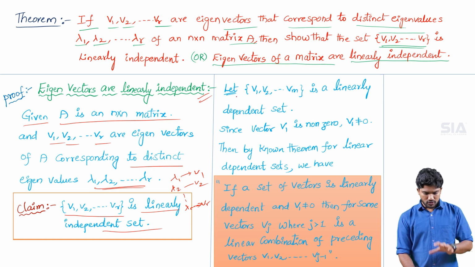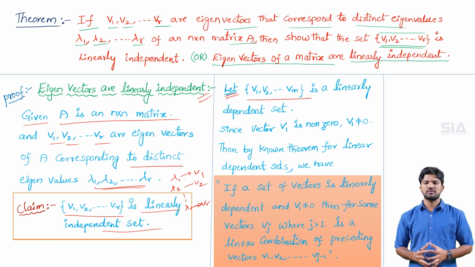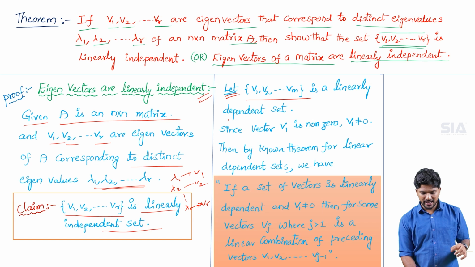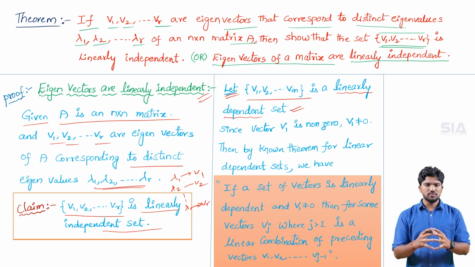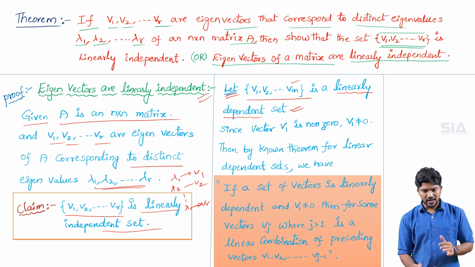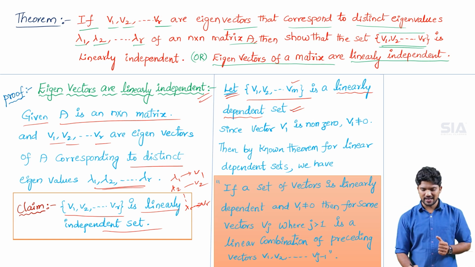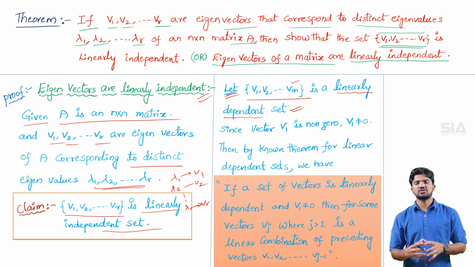To prove that claim, we assume that the set v1, v2, up to v suffix m is a linearly dependent set. Just we are assuming that. The proof of this theorem is by contradiction. We consider the given set to be linearly dependent, and at the end of the theorem we will show this contradicts our supposition.